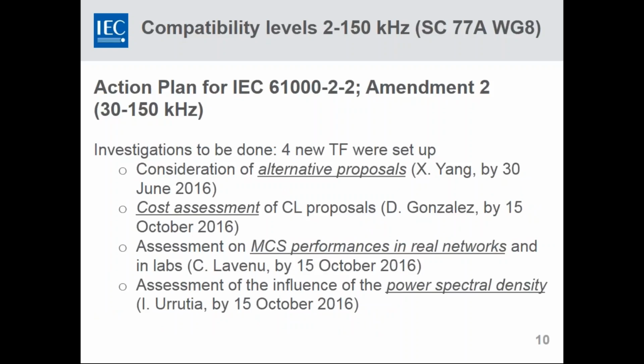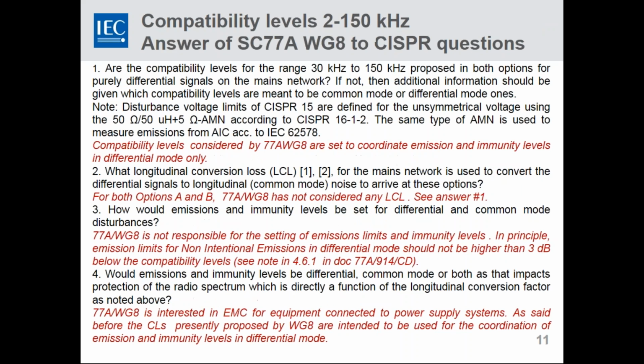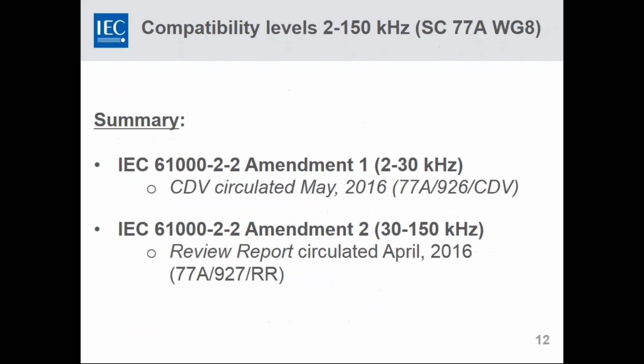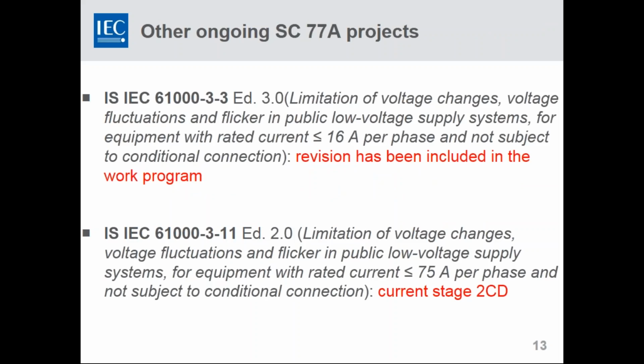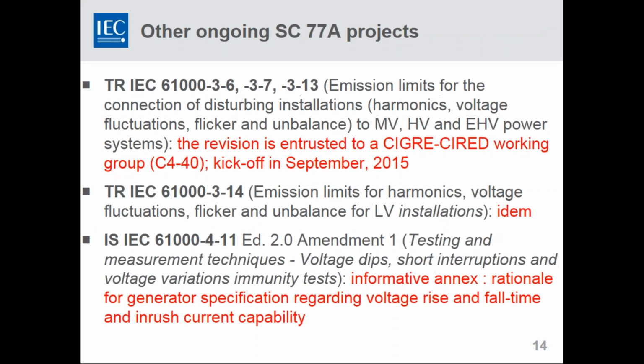So there's other things that are being proposed, but even doing a cost analysis and even looking at the alternate proposals. So if you want to be on a very active committee, these folks have it in spades. So right now the summary is there's agreement between 2 and 30 kilohertz and not an agreement at all between 30 and 150. And I'm just going to go past these other projects right now.